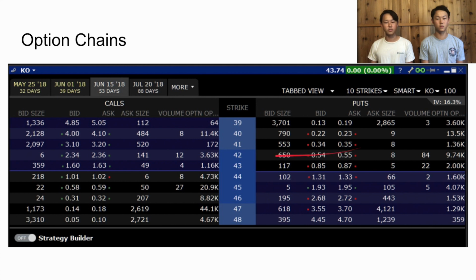The strike prices in the middle represent the options on the right and the left in the same row. For example, the options that have a strike price of $40 are all represented in this row here. The call has a bid for $4 and the put has a bid for 22 cents. Both these options have a strike price of $40. This is consistent throughout the entire option chain.